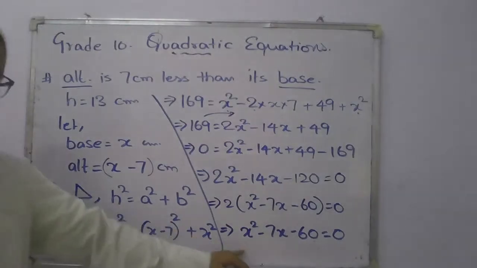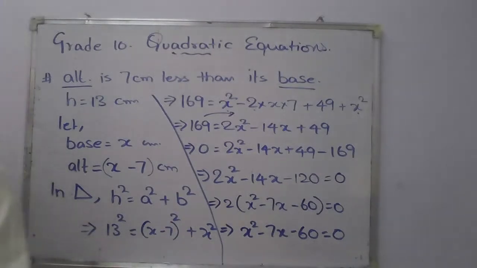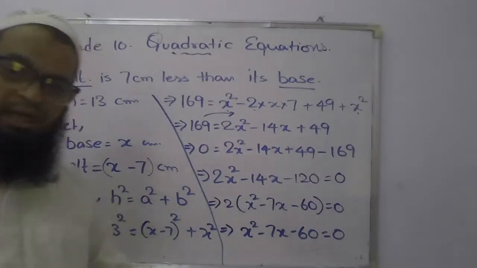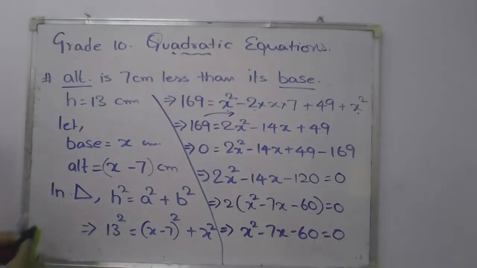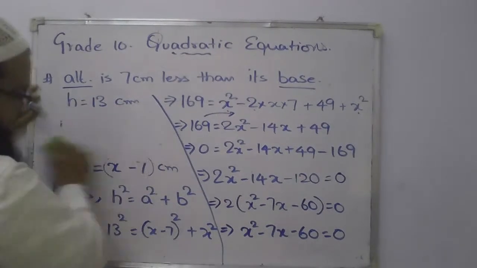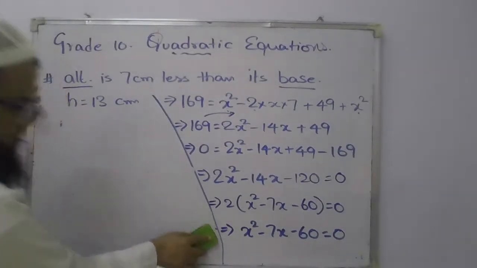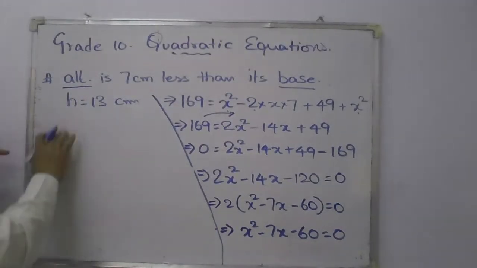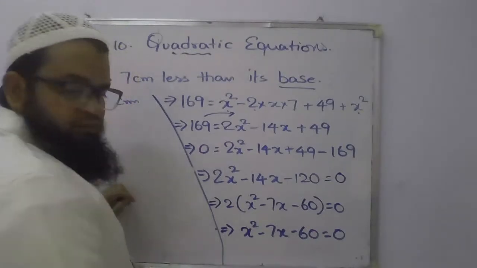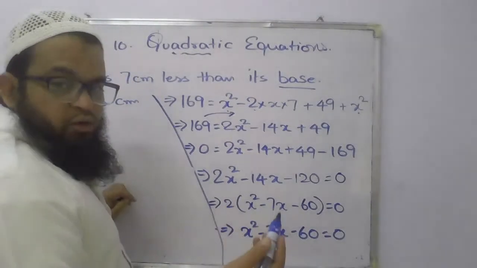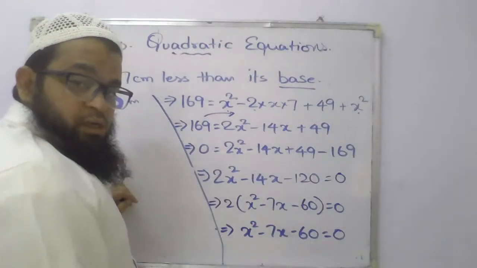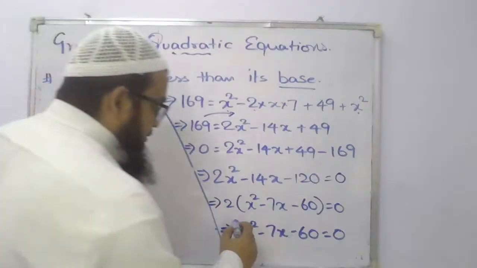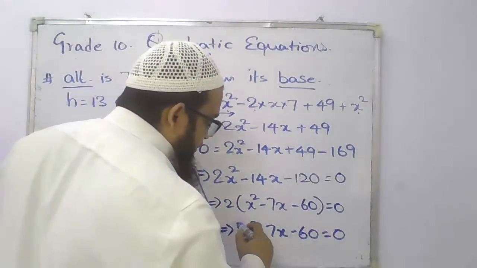Now what you are supposed to do? You have to solve the equation x square minus 7x minus 60. Now try to take a screenshot or copy. Okay, you can do it later also, right? So let us do it here. In order to solve it, you can do it by the formula or by splitting the middle terms. Let us do it by splitting the middle terms.